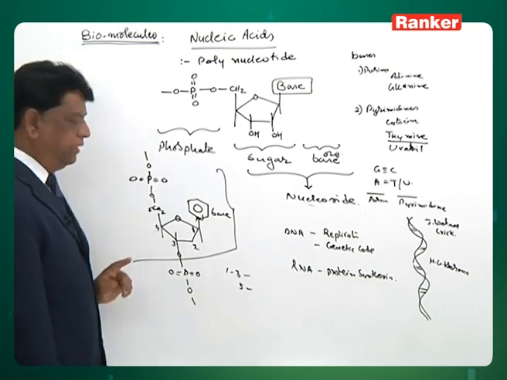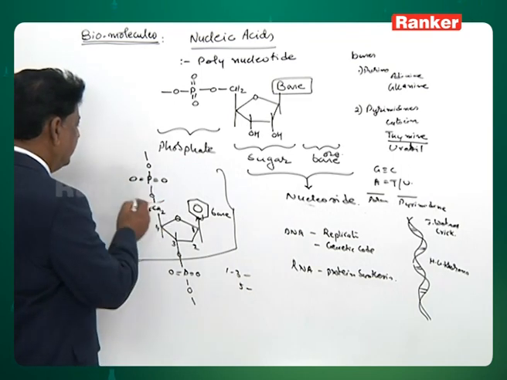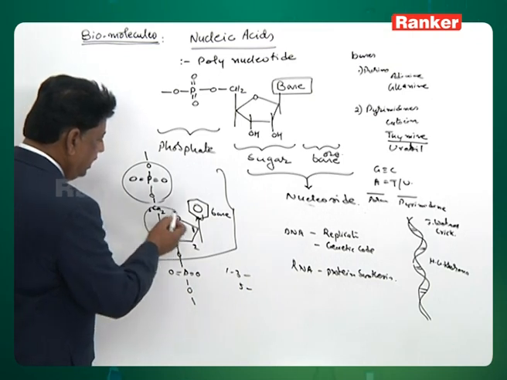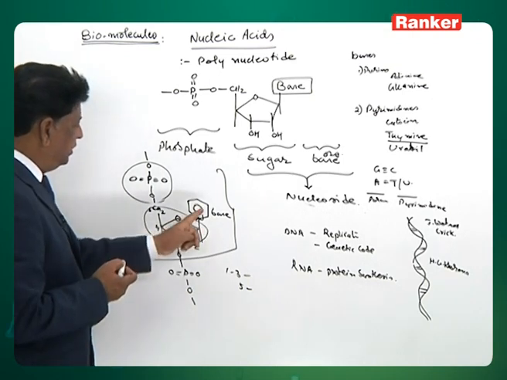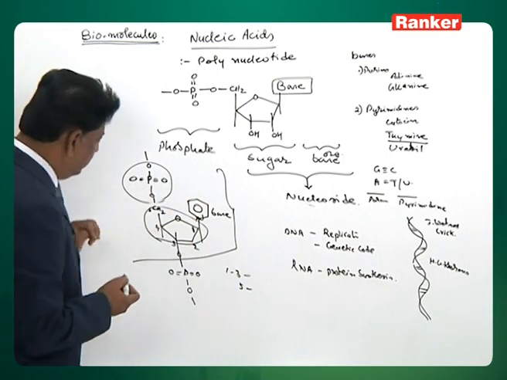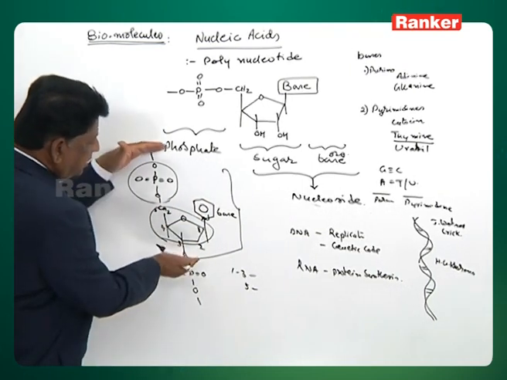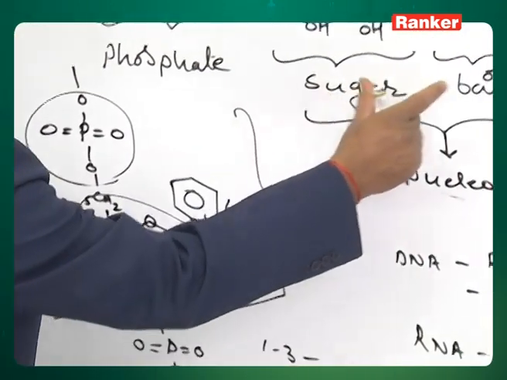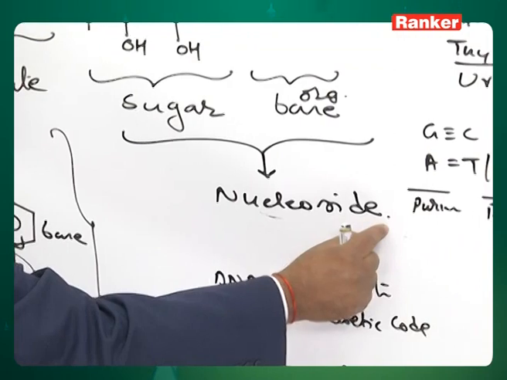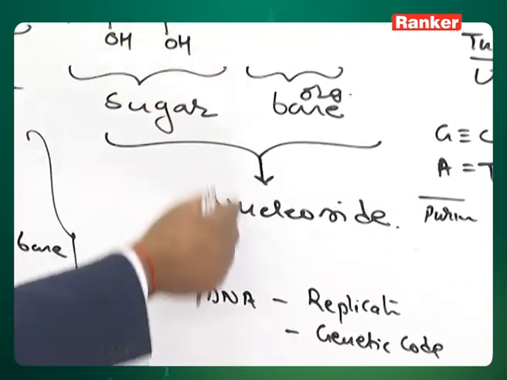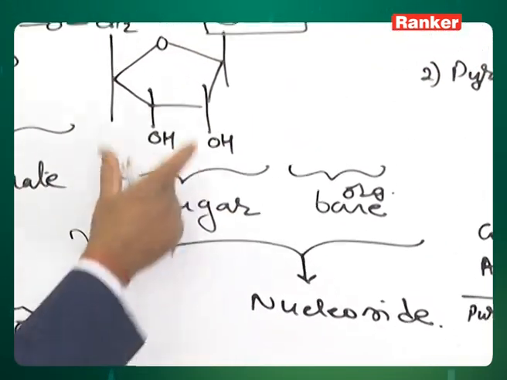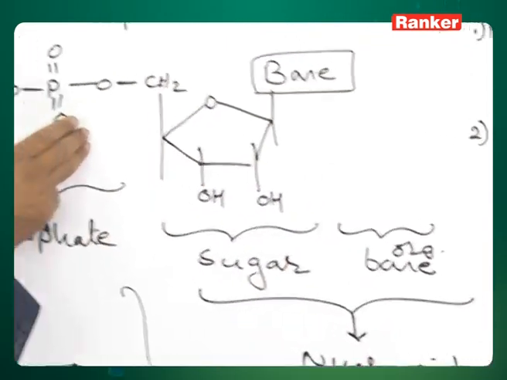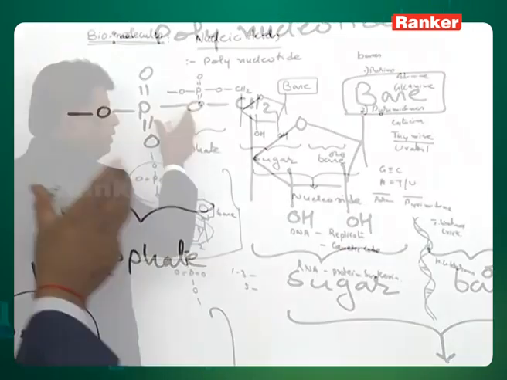And the linkage pattern you observe here: this is called a phosphate unit. Phosphate is linked to the sugar unit. The sugar is in between the base and the phosphate, and this is called a nucleotide. Only sugar and base together have a name, nucleoside. When you hydrolyze a nucleoside, you will get sugar and a base, that is all. When you hydrolyze a nucleotide, these 3 units come: phosphate, sugar and base.